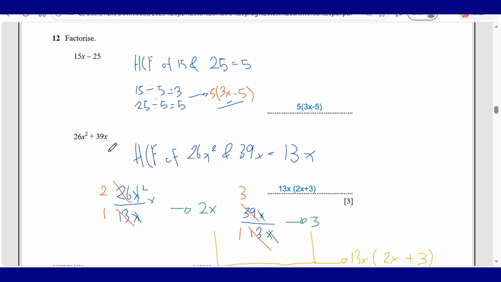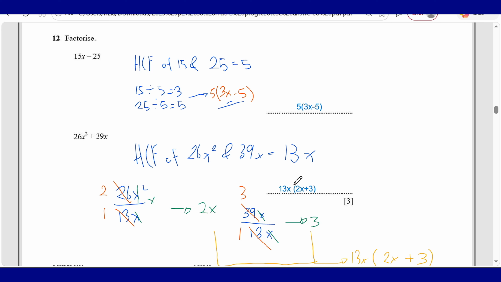For 26x squared and 39x, the common factor is 13x. Both have x, so we can take out 13x. So 26x squared divided by 13x is 2x. x squared divided by x is x, 26 divided by 13 is 2. 39x divided by 13x: 39 divided by 13 is 3, and x divided by x is 1. So we have 3, and that is what we put inside the bracket, 2x plus 3.